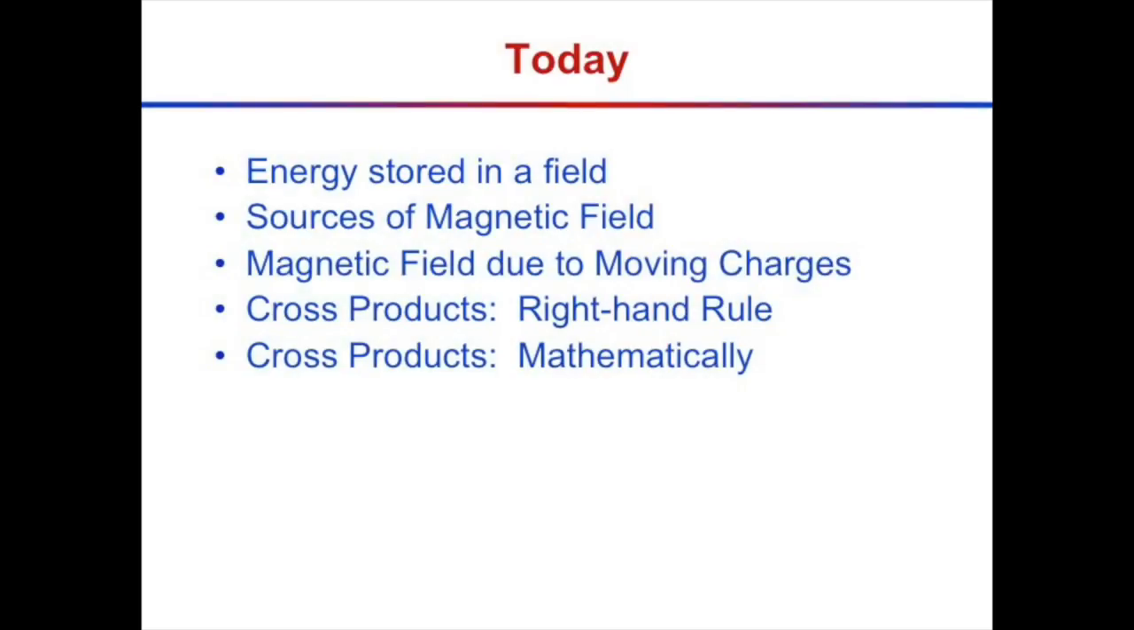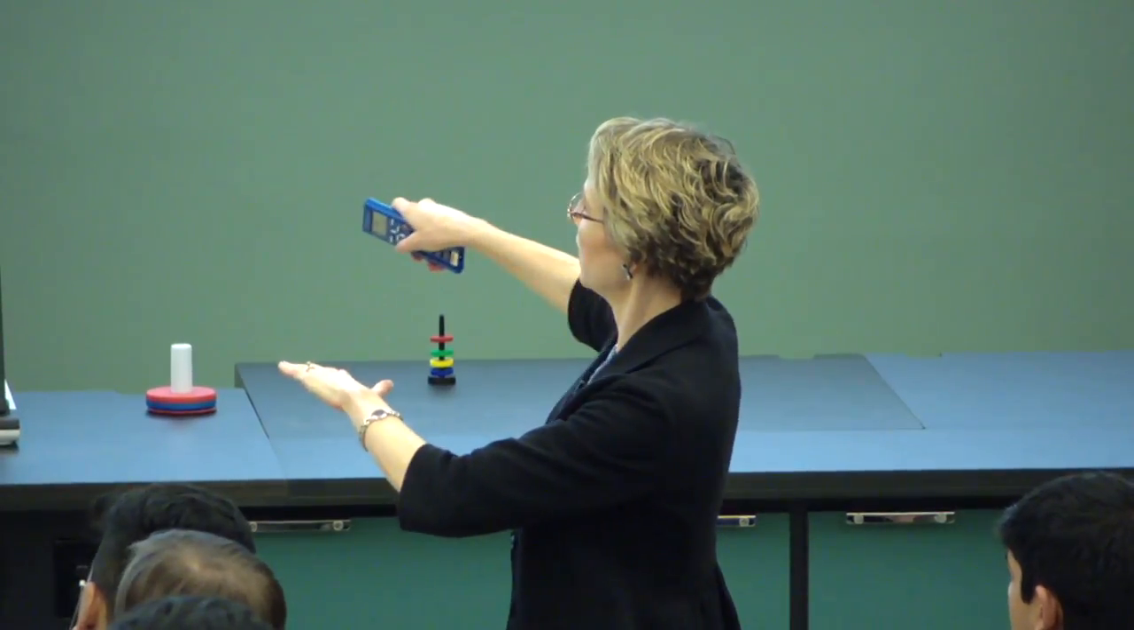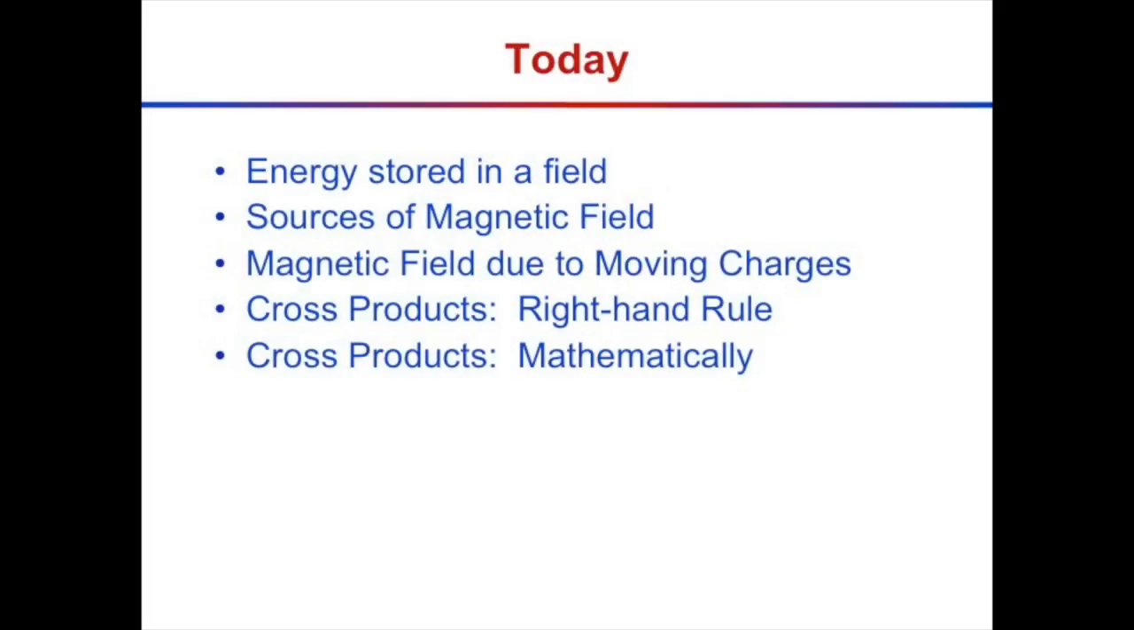And today we're going to get to the energy stored inside of a field, and then draw an imaginary line right here. After that, we get into magnetic field, which is chapter 18 material. We'll talk about sources of magnetic field, and how a magnetic field is due to moving charges. And then we'll talk about cross products. First, we'll learn the right-hand rule in a physical way, which means use your right hand to figure it out. And then, if we have time today, I'll show you the math.